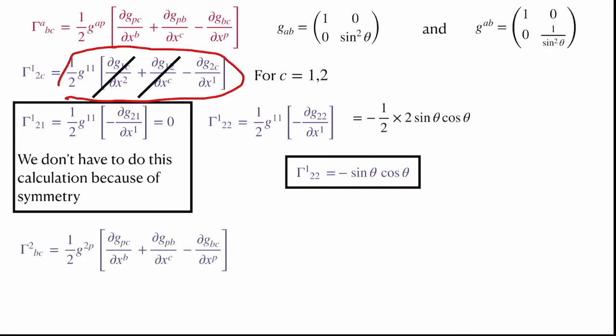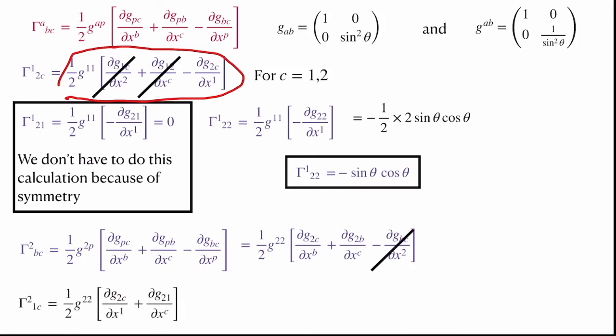Let's do the next term. We have done upper 1, that has been done. Then we have upper 2 and then lower again BC. Again, we expand them. We have an expression for gamma 2 BC. We can take G2P, and we note that it is a diagonal element, so the only non-vanishing term is G22, and then all the P is replaced by 2. But this term has to go to 0 because the metric is not dependent on the phi coordinate, so that will go to 0.